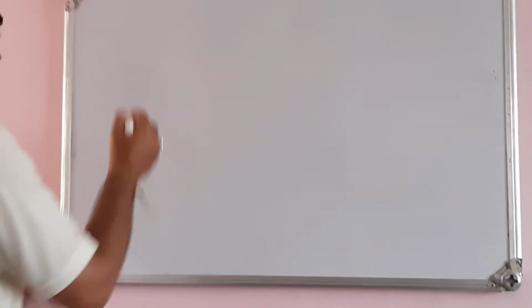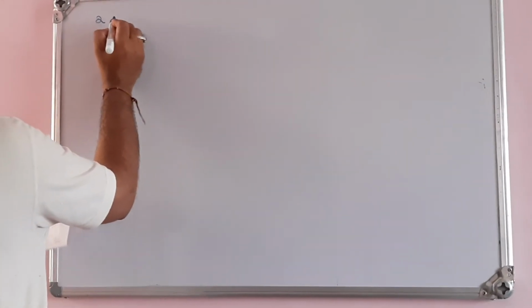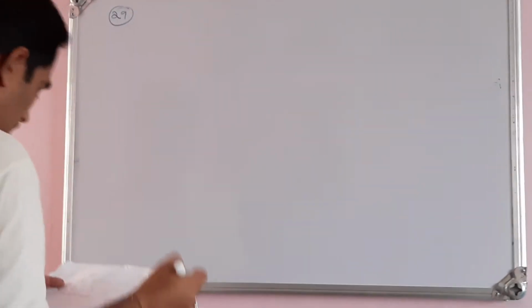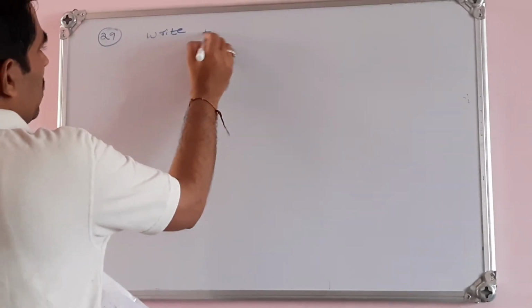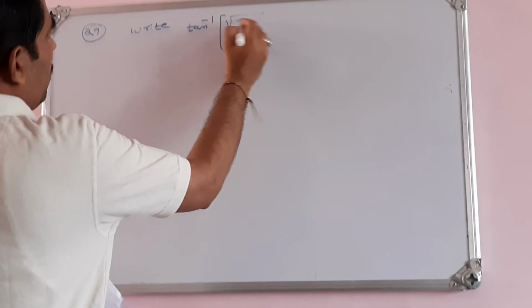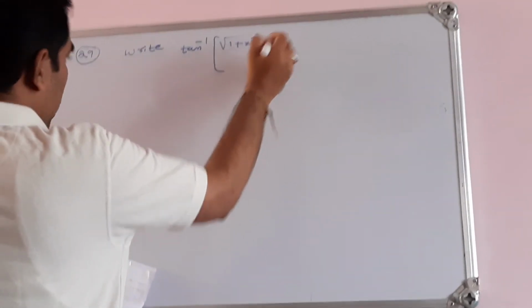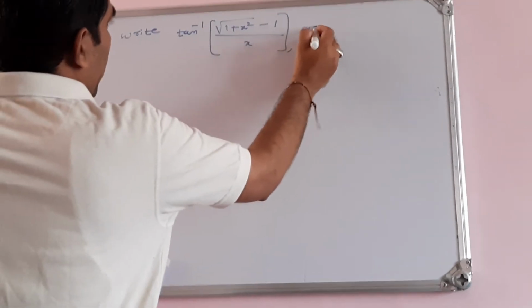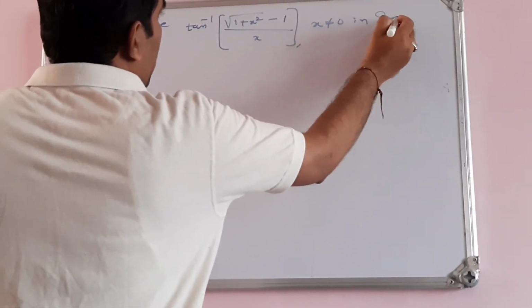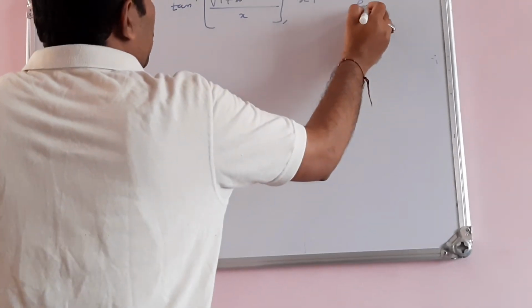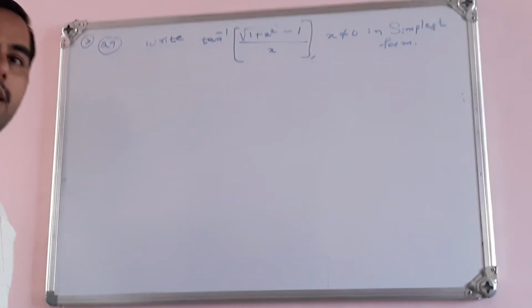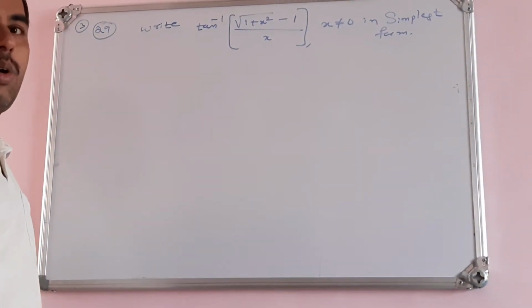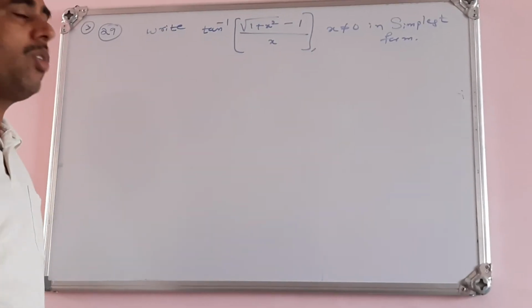So let us consider another example here. Let me write it 29. I have another question here. Write tan inverse of square root of 1 plus x square minus 1 divided by x, where x not equal to 0, in simplest form. So this is also a question carrying 3 marks in part C. This question is related to inverse trigonometric functions.